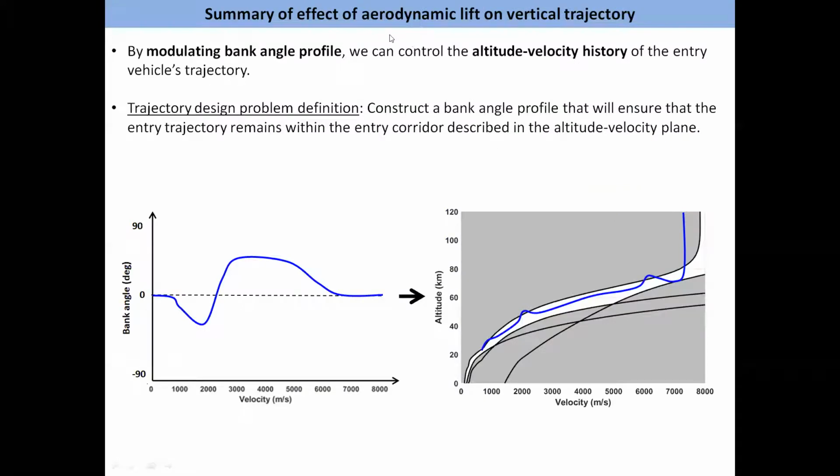Okay, to summarize, we know that by modulating bank angle, we can control the altitude velocity history of the entry vehicle's trajectory. So with looking at this aspect, the trajectory design problem can be defined as: construct a bank angle profile with respect to velocity or time, whatever it is, such that the entry trajectory remains within the entry corridor described in the altitude velocity plane. So this is one aspect. So keep that in mind.